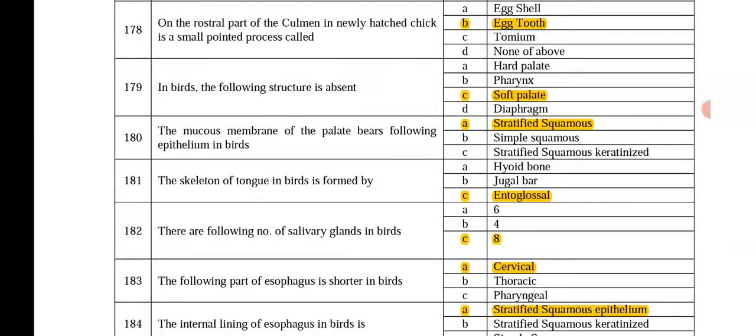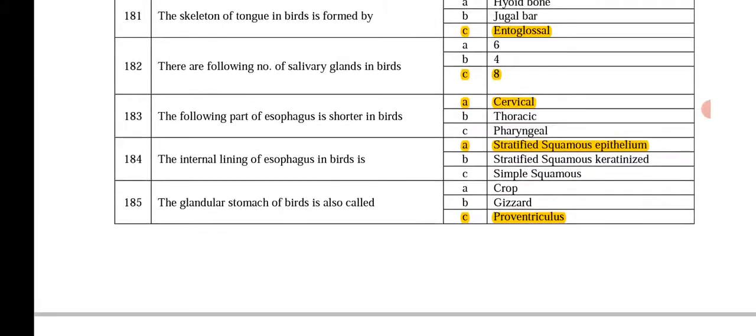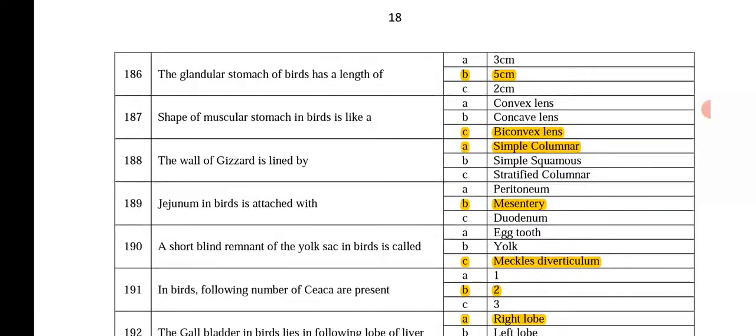The skeleton of tongue in birds is formed by entoglossal. There are following number of salivary glands in birds: 8. The following part of esophagus is shorter in birds: cervical. The internal lining of esophagus in birds is stratified squamous epithelium. The glandular stomach of birds is called proventriculus. The glandular stomach of birds has a length of 5 cm. The shape of muscular stomach in birds is like biconvex lens. The wall of gizzard is lined by simple columnar epithelium. Jejunum in birds is attached with mesentery.